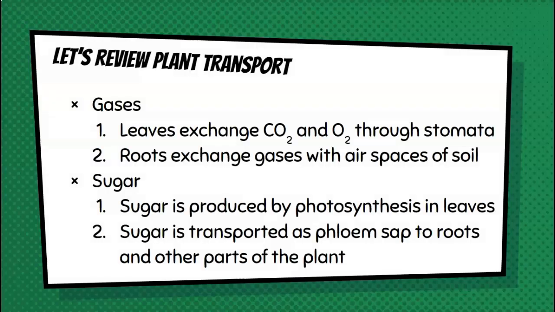For different gases, leaves exchange CO2 and O2, right? Carbon dioxide and oxygen. And roots exchange gases with any sort of airspace they might find in the soil. Then sugars are produced by photosynthesis and transported as phloem sap to the roots, to other parts of the plant, to anywhere that needs these chemicals or minerals or sugars, because phloem is bidirectional. It can move up or down.